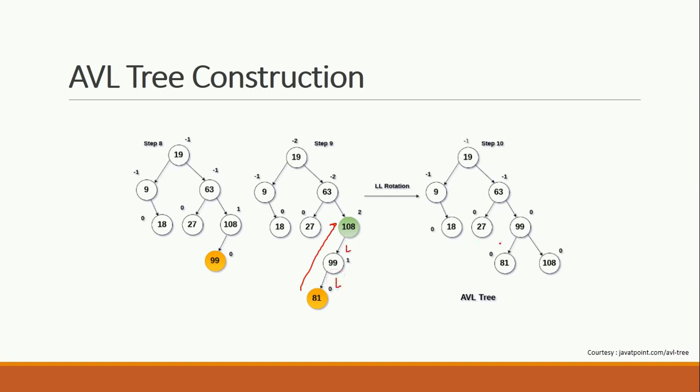LL I found, I make a rotation. So this is my AVL tree. You should also notice one thing, that whenever we are finding a problem, a single rotation is always sufficient to solve my problem. Okay? A single rotation is always sufficient to solve my problem.